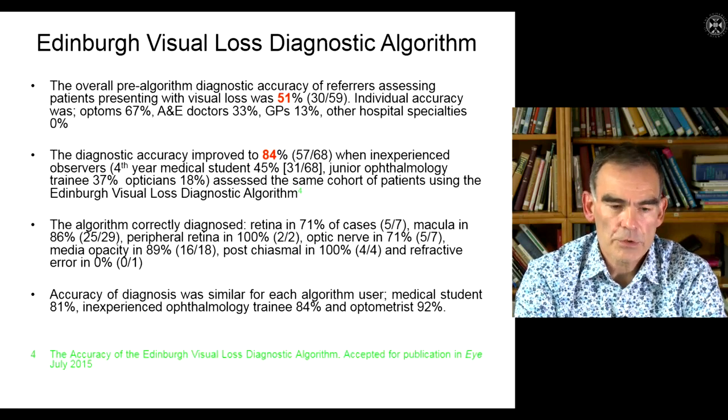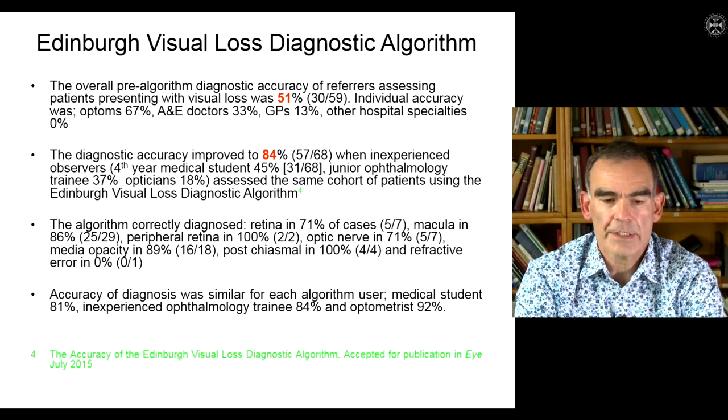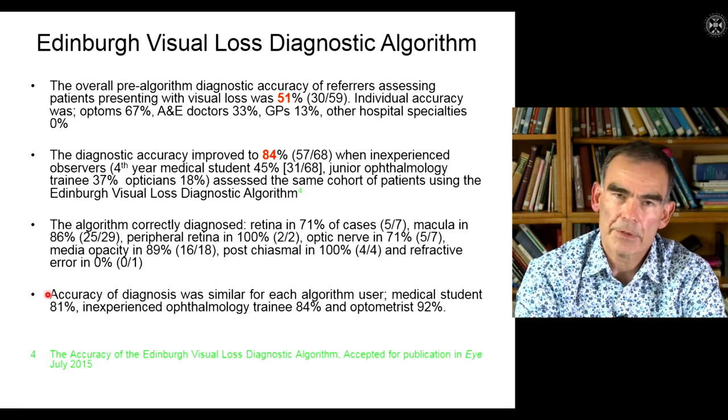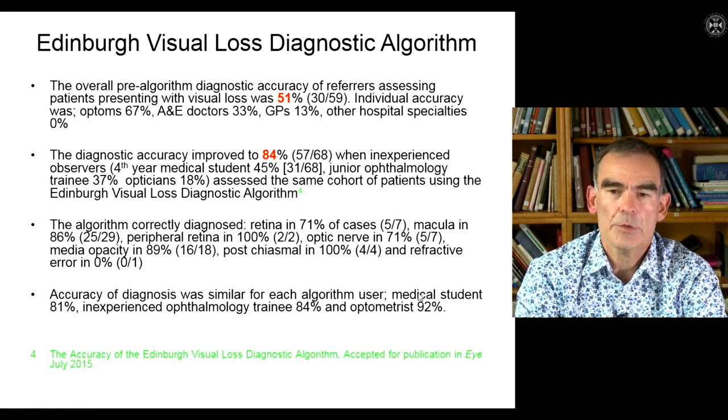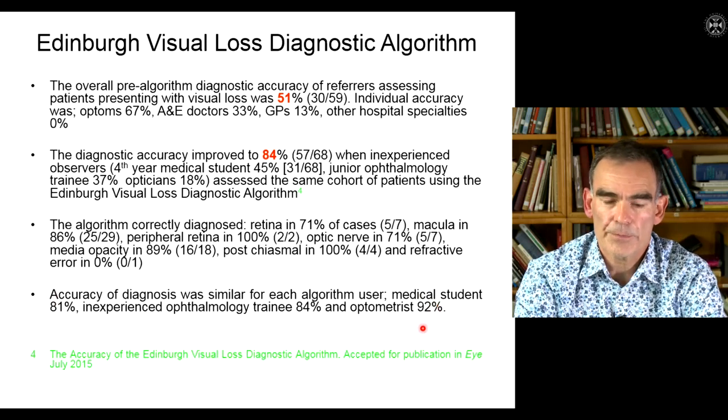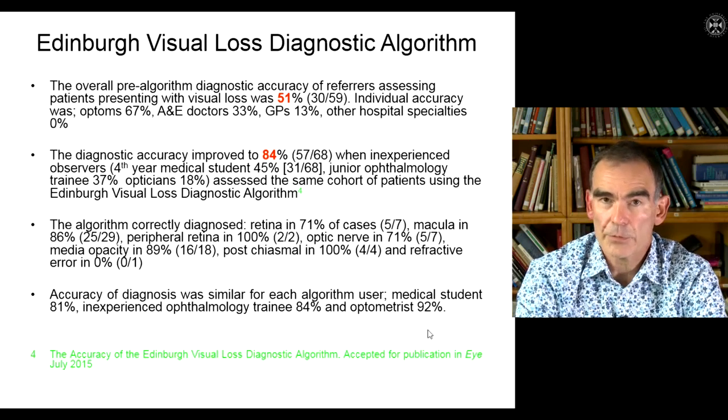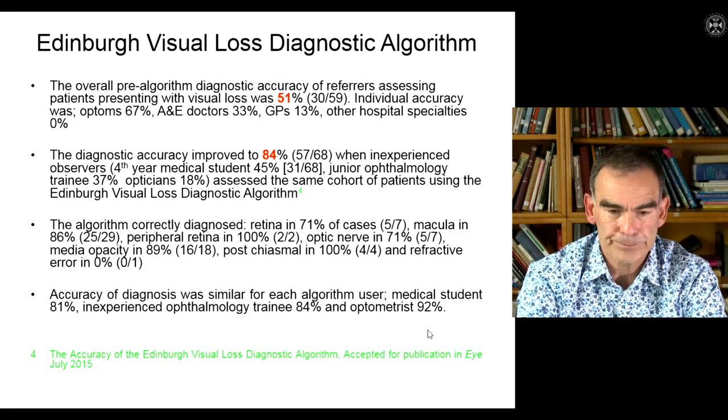Again, very useful from my point of view was that the accuracy of the diagnosis was very similar for each of the algorithm users, with only a spread between 81% with Cameron, the medical student, up to 92% for the experienced optometrists. Now that's quite useful because if, for instance, the algorithm was very much experience dependent, you'd imagine that Cameron, the medical student's diagnostic accuracy would be way less than the much more experienced optometrist, so that was quite good.